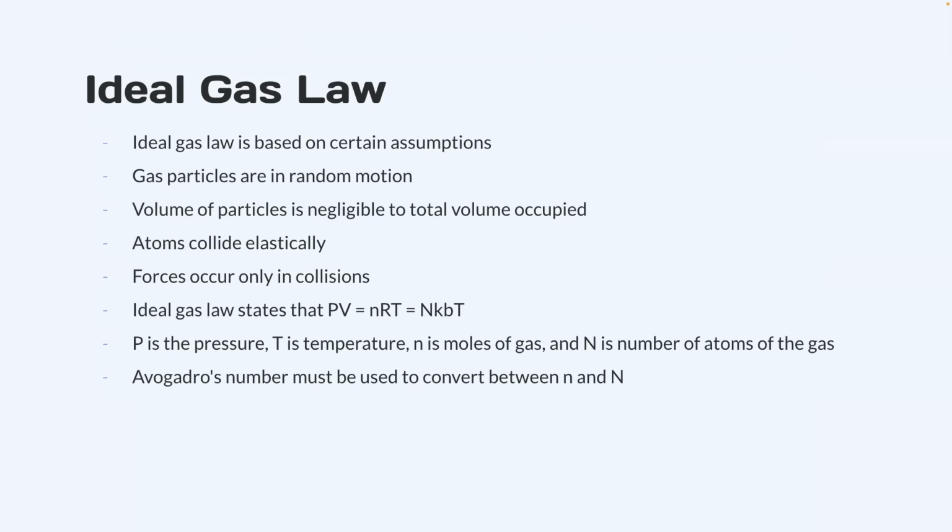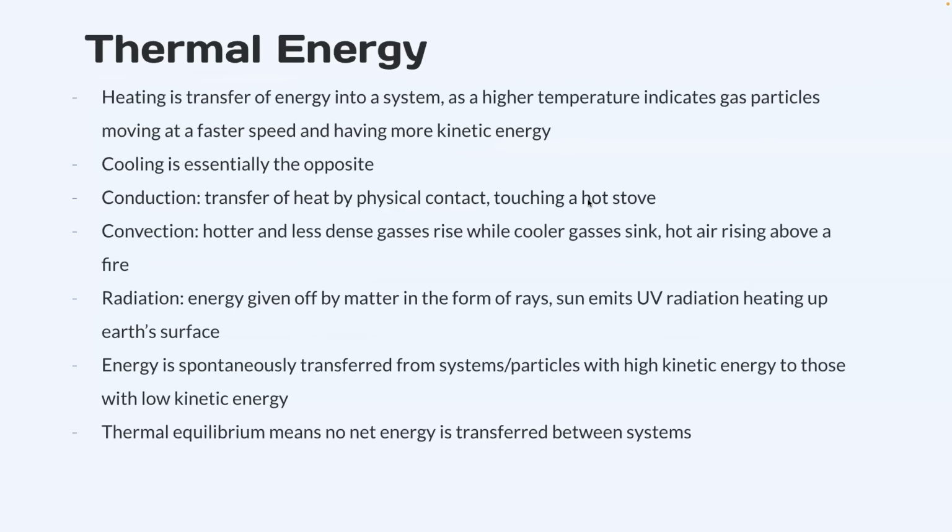The ideal gas law specifically states that PV is equal to nRT, where lowercase n is the number of moles, or N kBT, where capital N is the number of atoms. We use Avogadro's number to convert between the lowercase n and the uppercase N. R and kB are constants that will be on the equation sheet.